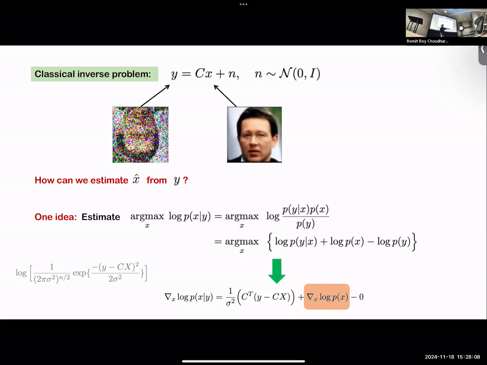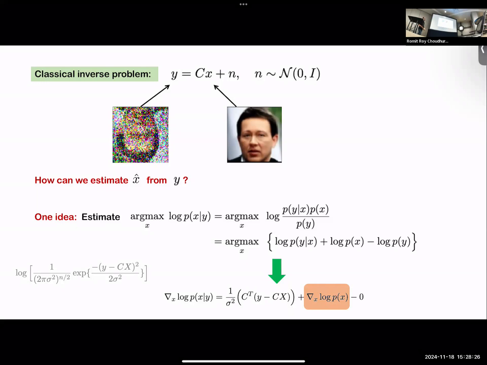See, but this is the problem. Grad x log p(x) is this. This is what Hinton was asking me if I had, but I don't have this. So I cannot solve this problem.